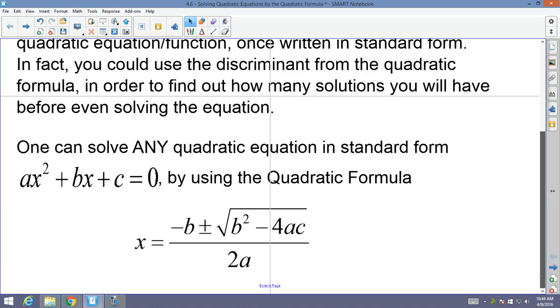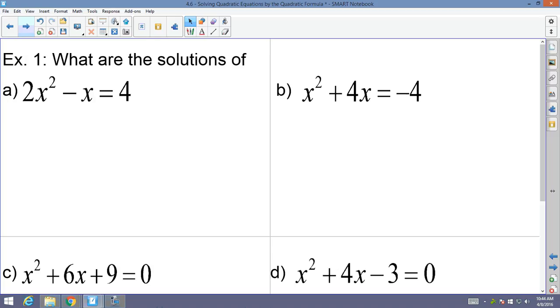Now, one can solve any quadratic equation in standard form. Standard form, as we've talked about before, is ax squared plus bx plus c equals 0. And we can solve any quadratic function using the quadratic formula, which is negative b plus or minus the square root of b squared minus 4ac, divided by 2a. All right? And it's literally that easy. This is where you can use your calculator, you use all your very easy computational skills to just solve. So let's put it to use.